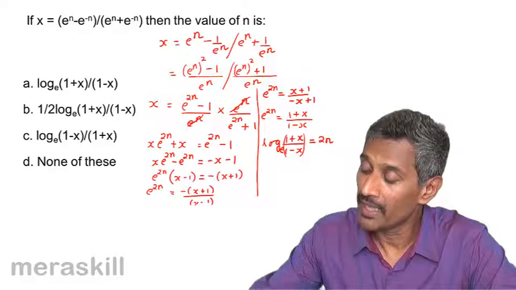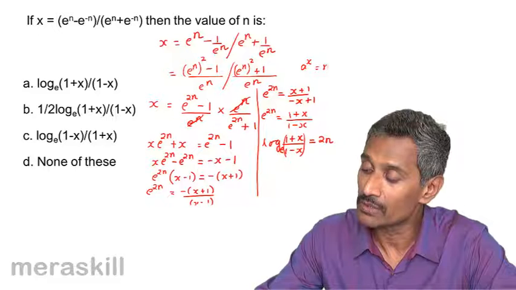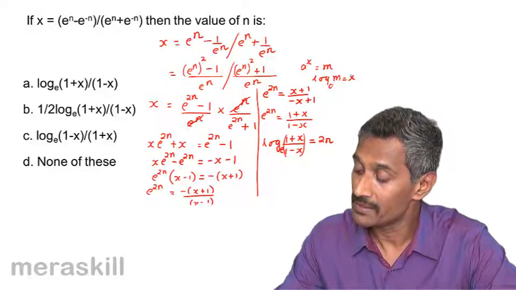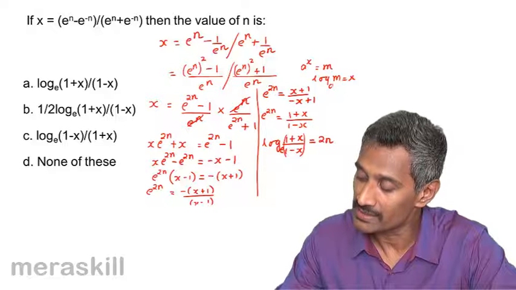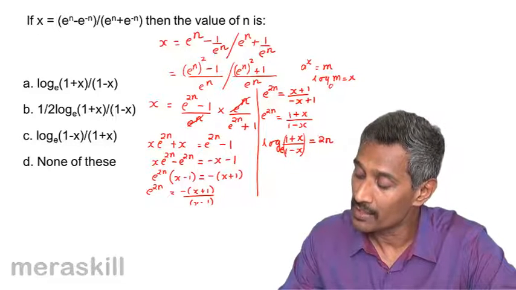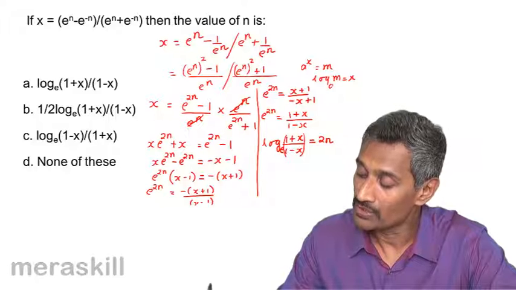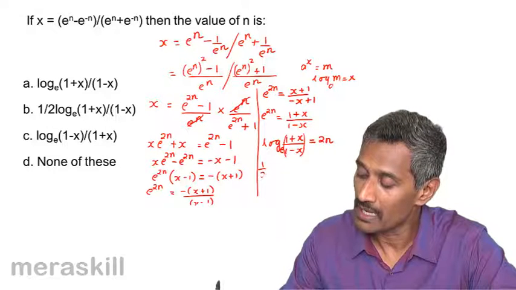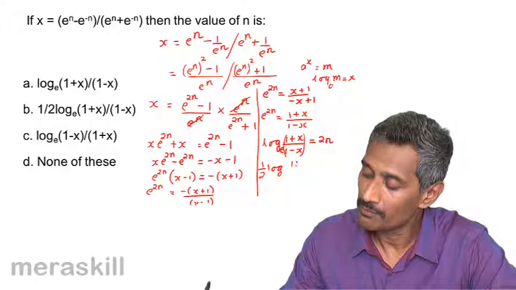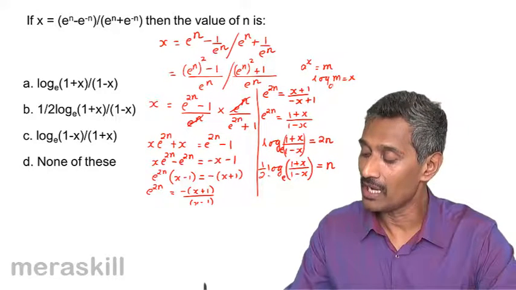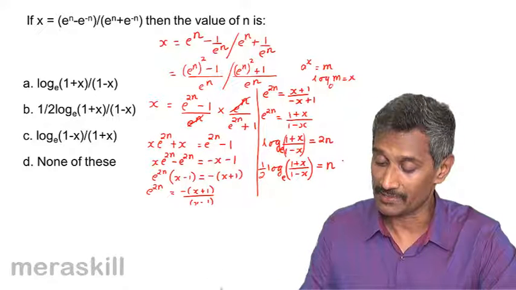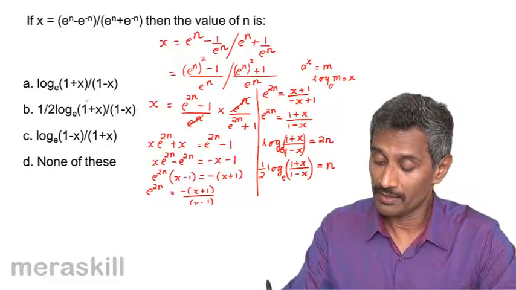Remember that rule, that if a raised to x is equal to m, then log of m to the base a is x. So e raised to 2n is this. So that means log of this to the same base e is equal to the index 2n. So in other words, now you have to divide both sides by 2. So that means half log 1 plus x upon 1 minus x to the base e is equal to n. So n's value is half log 1 plus x upon 1 minus x.